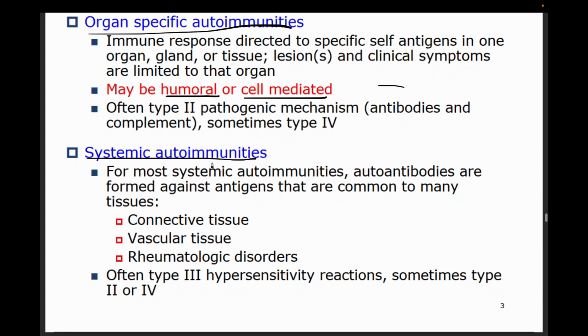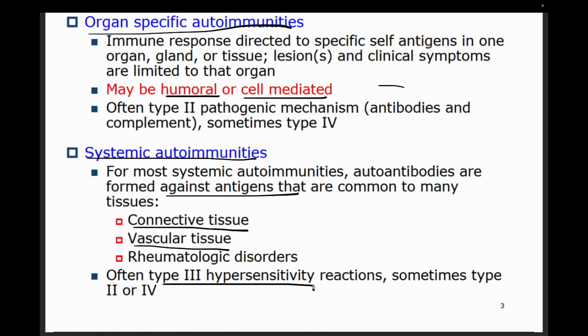Second type of autoimmunity عندنا systemic autoimmunity. Autoantibodies are formed against antigens that are common in many tissues. Can be connective tissue, vascular tissue, rheumatologic disorders. Connective tissue is nearly present in every organ, in every part in our body. So if there is autoimmunity to a specific part of the connective tissue, like collagen, هنا راح يكون systemic. نفس الشيء الفاسكولار، نفس الشيء الروماتولوجيك. We're gonna explain how. And this type of autoimmunity is considered to be type 3 hypersensitivity.